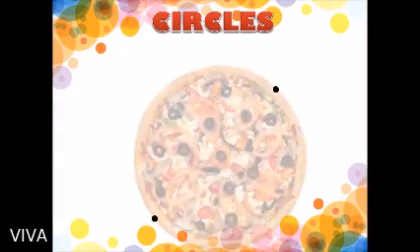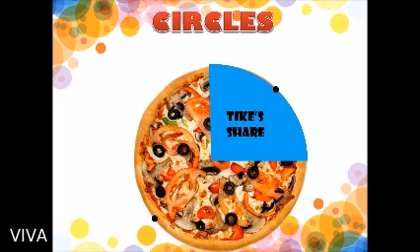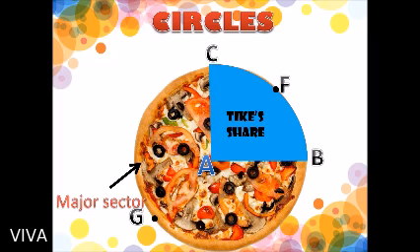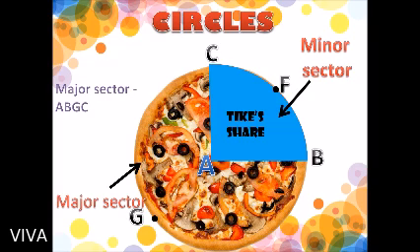The sector containing the major arc is the major sector, while the sector containing the minor arc is the minor sector. To name the sector of a circle, we need to begin from the center and go along the arc. That is, major sector ABGC and minor sector ABFC.